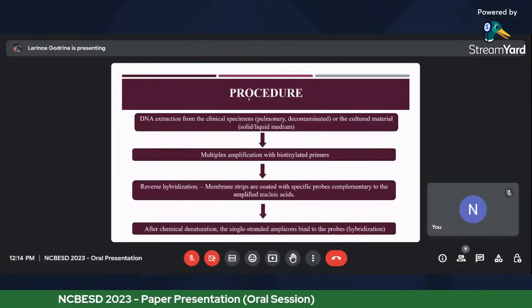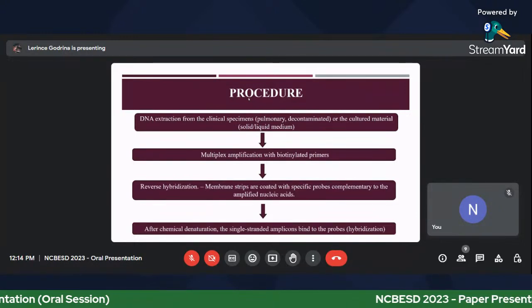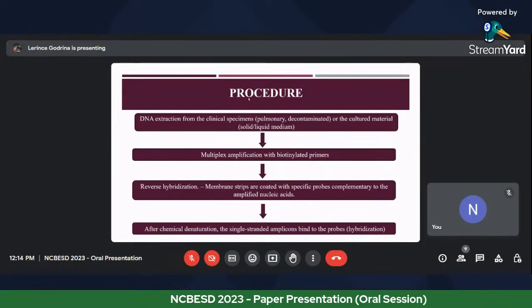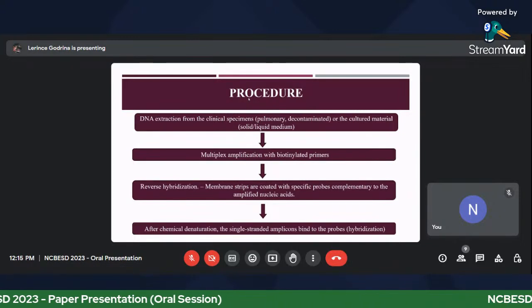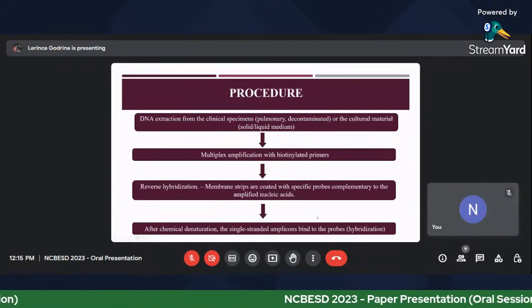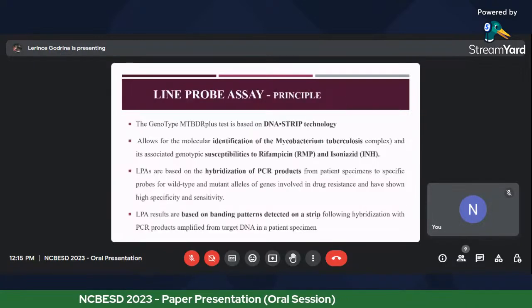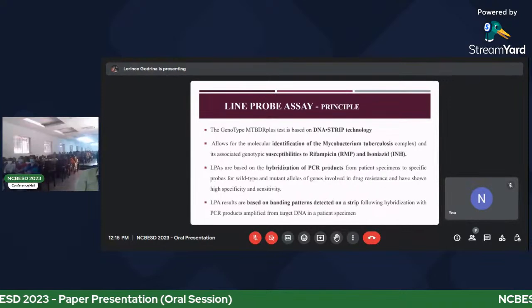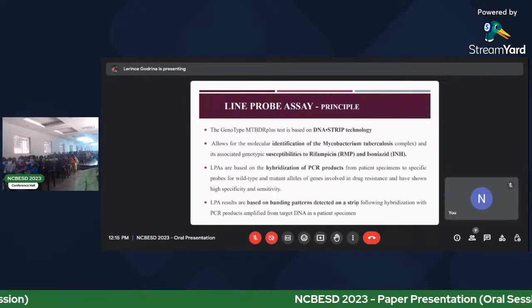The process starts directly with DNA extraction from pulmonary and extrapulmonary samples, then the amplification method, then reverse hybridization, in which membrane strips are coated with specific probes complementary to the amplified nucleic acid. After chemical denaturation, the single-stranded amplicons bind to the probe. They bind to rifampicin and isoniazid, so that I can tell whether the patient is susceptible to these drugs.